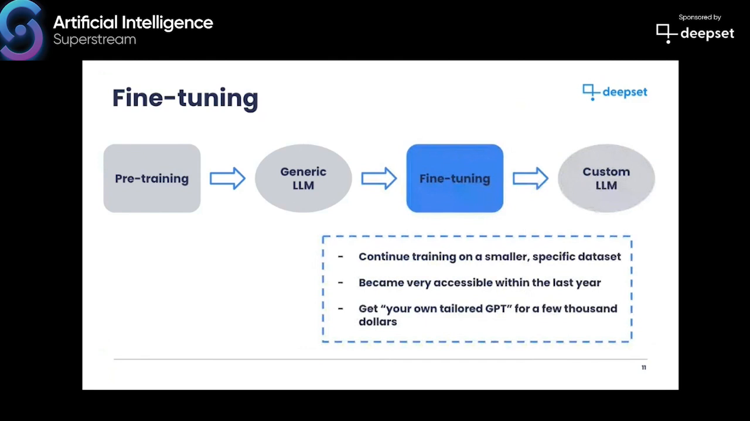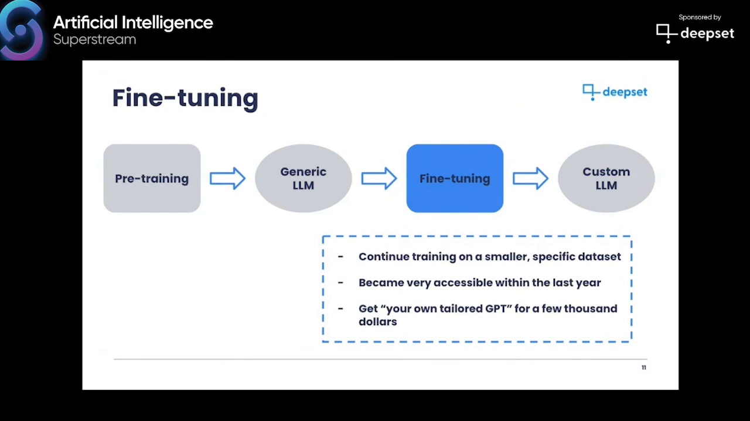When we talk about fine-tuning, we usually mean the second training phase here, where you can take any generic LLM and continue some training on a smaller, more specific data set. Usually, this also involves a different training objective and a different training method. So it's really a very separate phase.